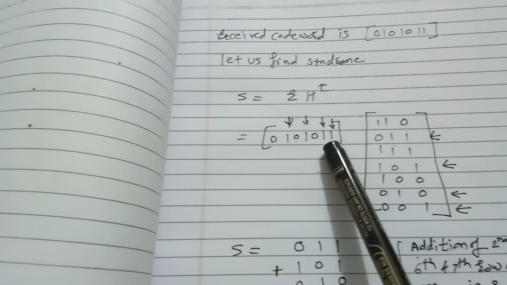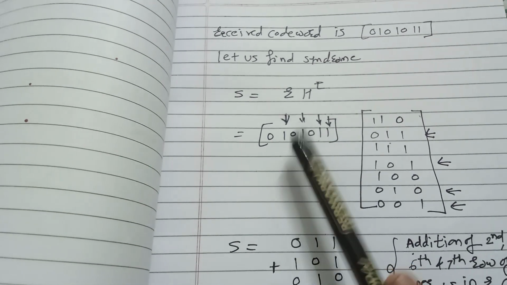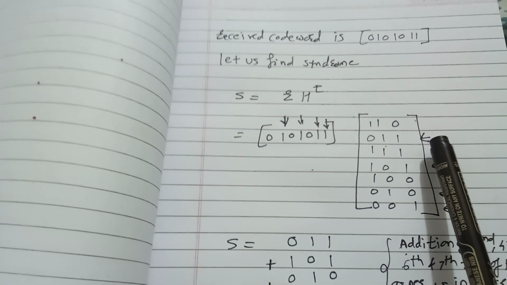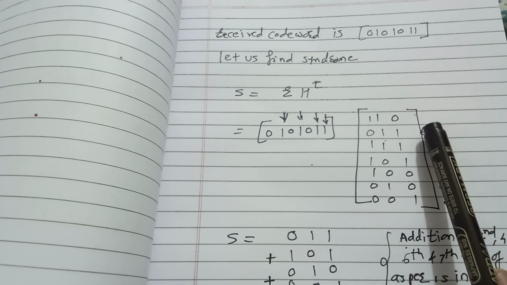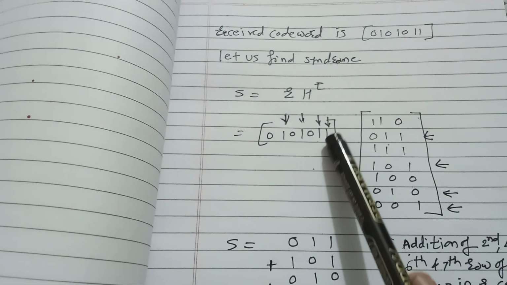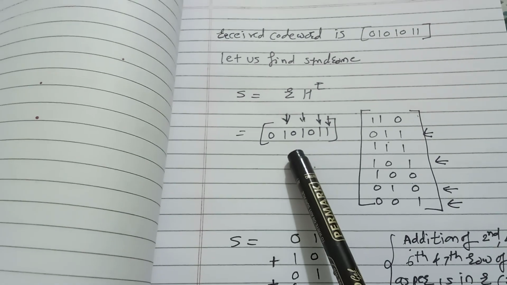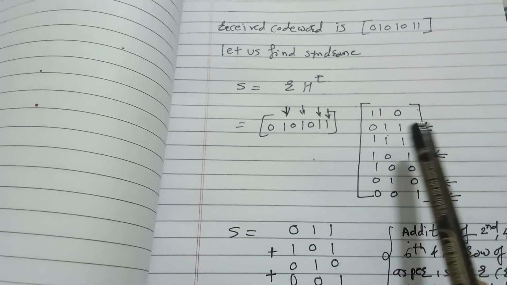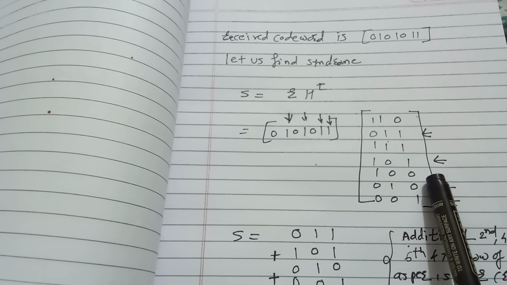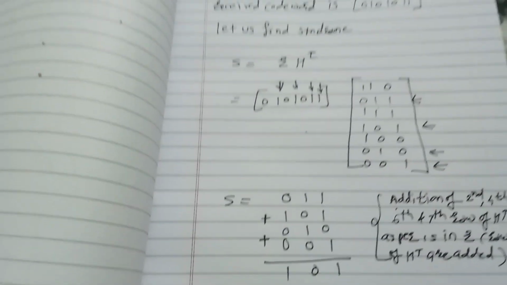So once you have pointed out the ones in the R and also considered the rows of HT, after that this R has no role. R has only the role of pointing out the rows of HT. So this is the trick for doing the multiplication of the matrices.